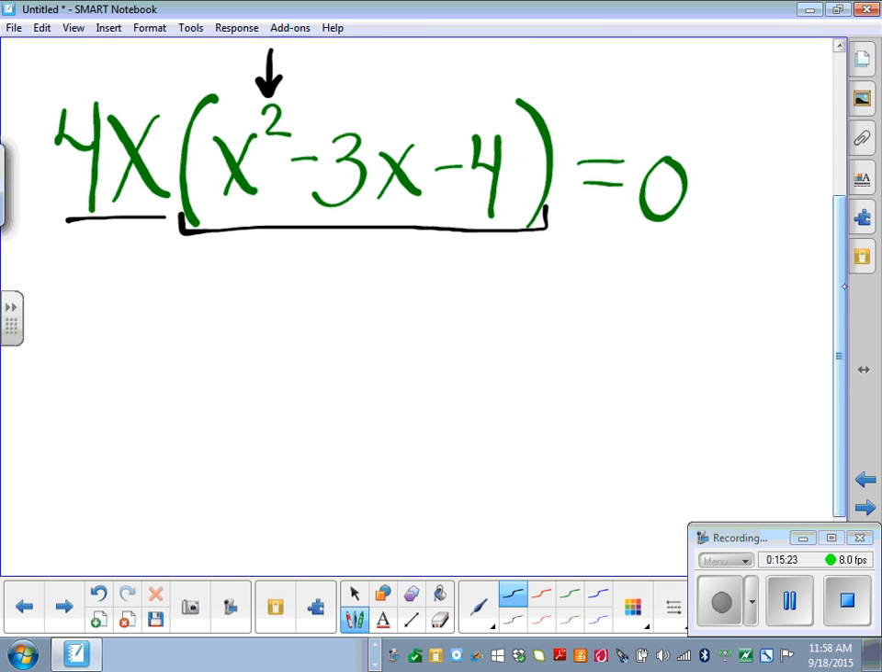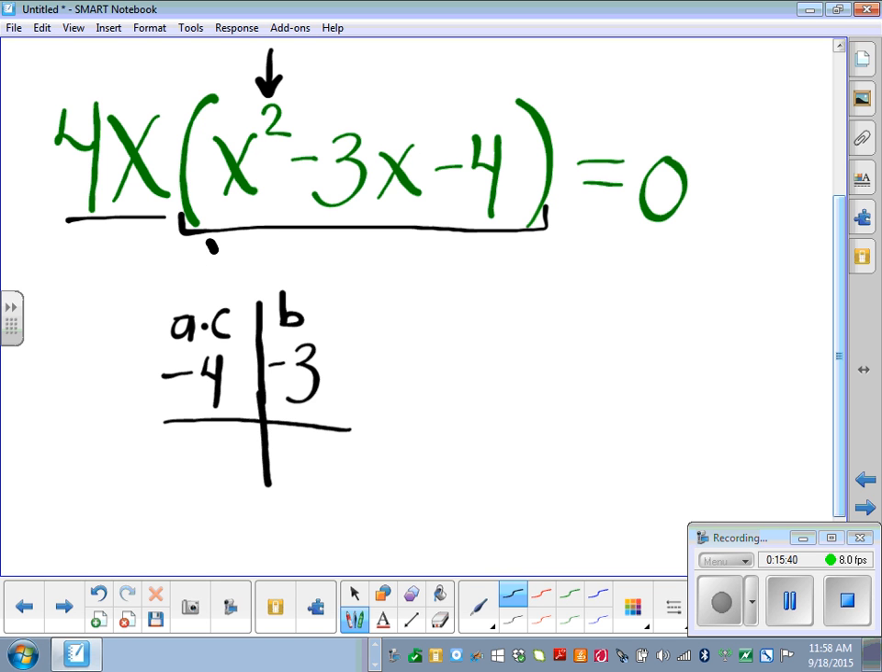So let's use quick factoring, but first of all, we always do what multiplies to be a times c and adds up to be b. So a times c would be 1 times negative 4. So negative 4, what multiplies to be negative 4 and adds up to be negative 3. Once again, ax squared plus bx plus c. So a is 1, b is negative 3, and c is negative 4. Okay, so what multiplies to be negative 4 and adds up to be negative 3?